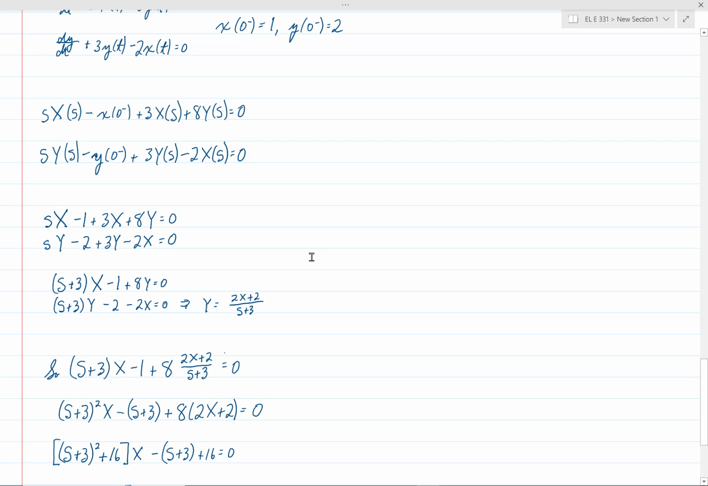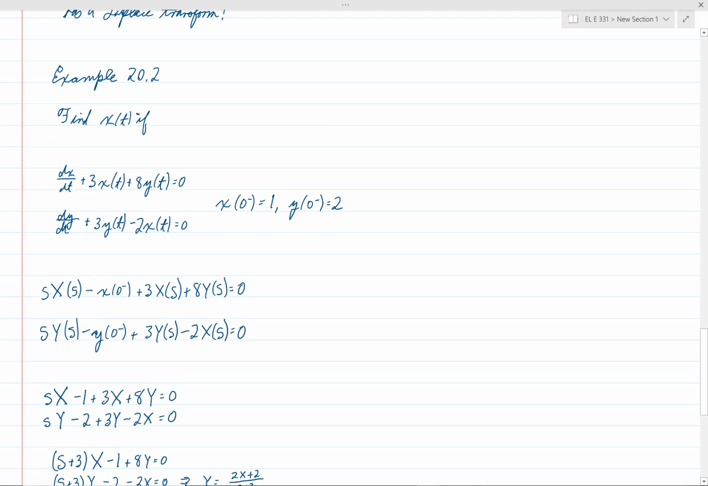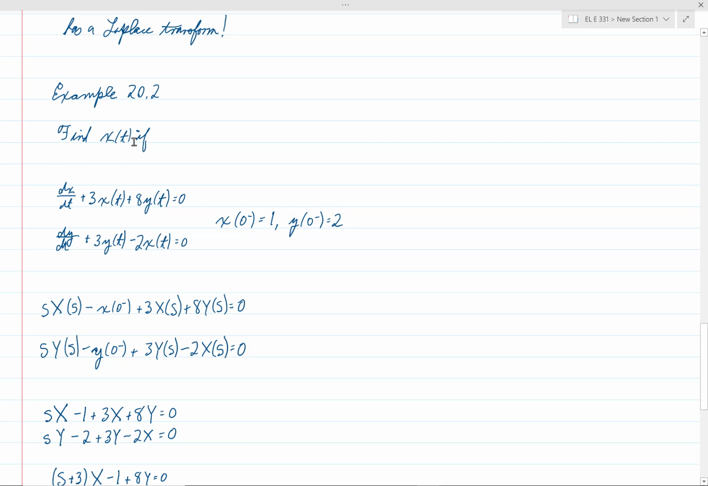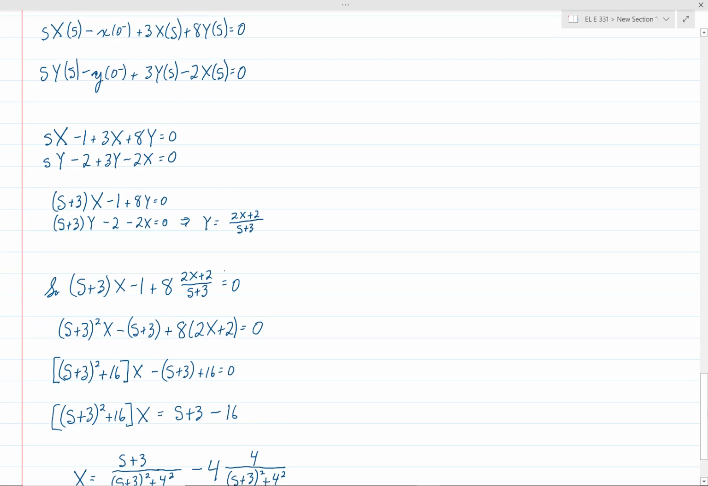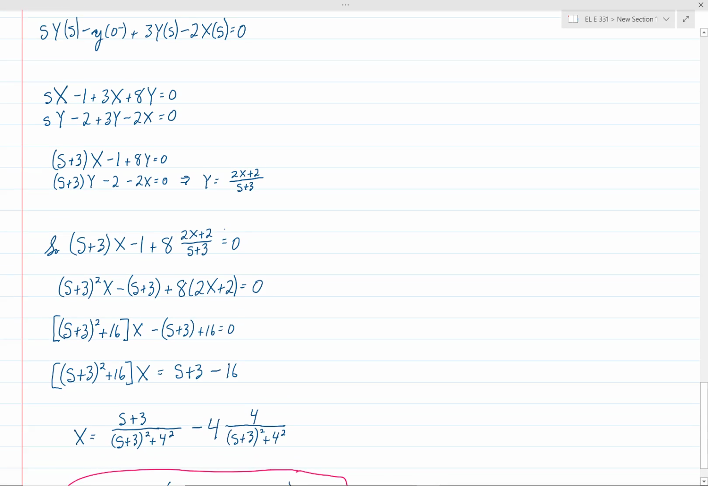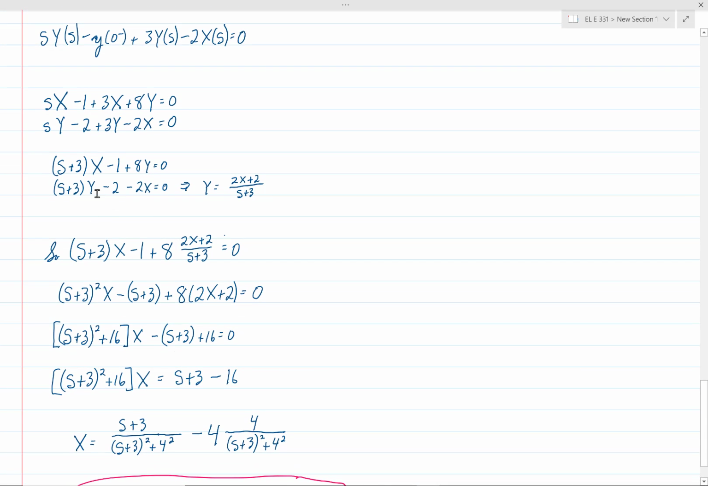Now, you were asked in this problem to find x(t). So since we were asked to find x(t), the way that I will proceed is to solve this second equation for Y, and then substitute what I have into the first equation so that I get an equation in X alone, and then I can invert that to get little x(t).